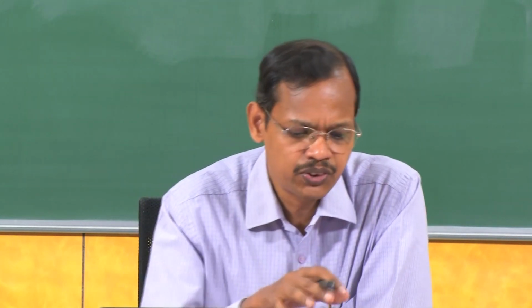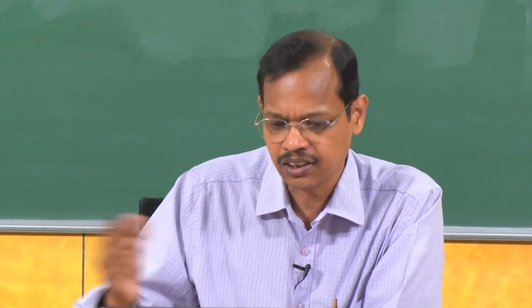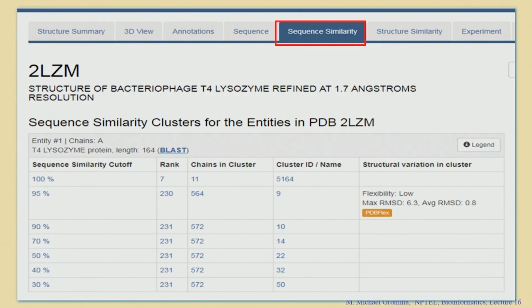So, there are some databases which have this information. If you see the annotations, you will get the information regarding that. I will explain in more detail in the next classes. So, you can see the sequence similarity. The PDB recently revised the page. For each similarity, for example 100% or 90% or 50%, they developed several clusters.